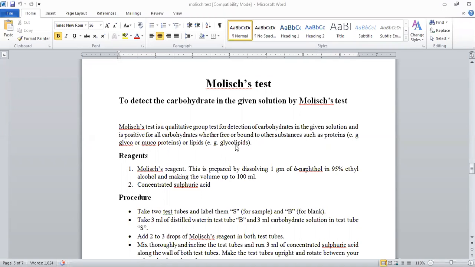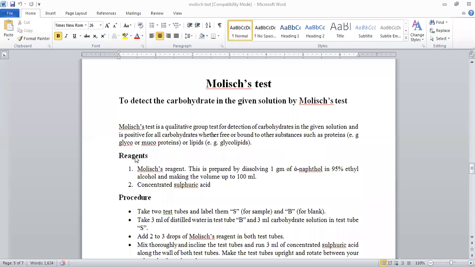And this test works for every carbohydrate, whatever the type and class we have in the sample; we can detect them by the Molisch test. That's why it is also called a group test, and it is not a quantitative test. We cannot detect the quantity, we cannot estimate the amount of sugars or carbohydrates in the given sample solution by this test.